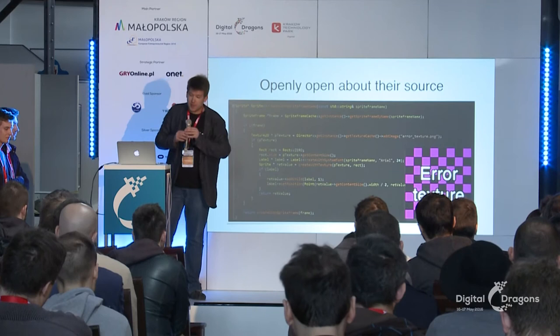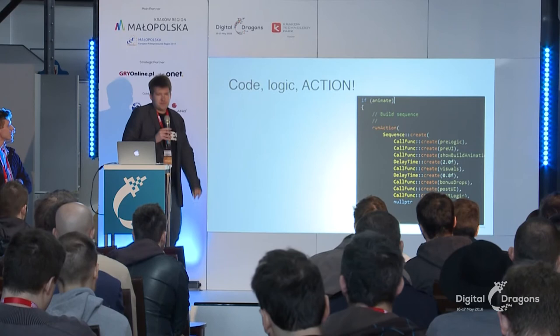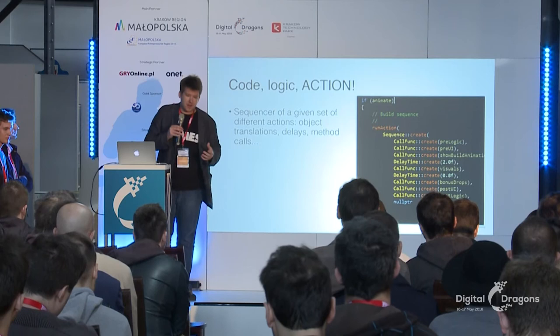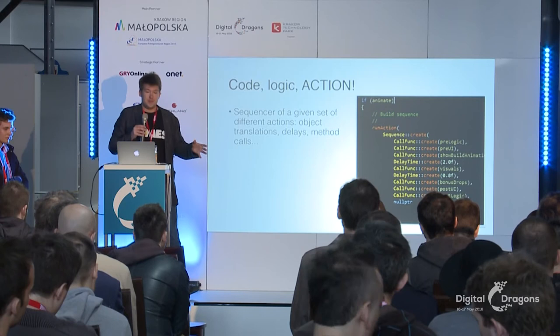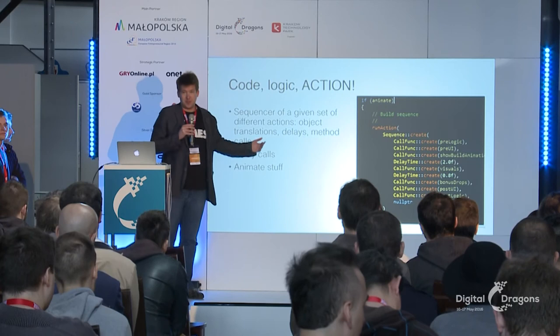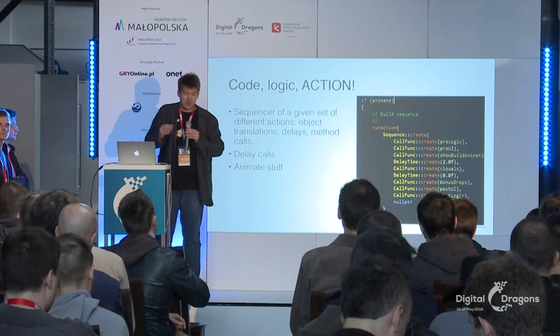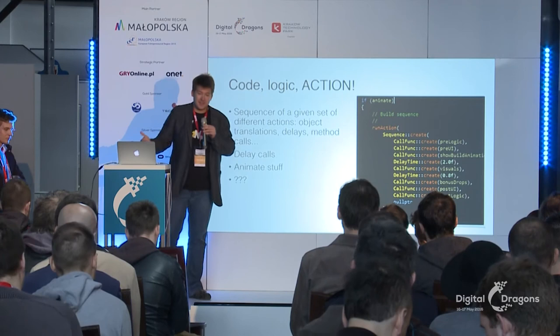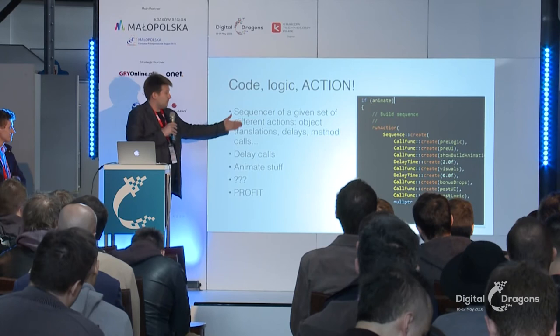Also, Cocos2DX has a very amazing feature of actions. They are a bit different than our config actions. They are Cocos2DX actions. It's a sequencer of a given set of different actions, like, for example, object translations, delays of time, or method calls. And what is nice is, for example, that when we want to build a building, a lot of logic is happening because that's the way our design wanted it to happen. And because of that, we are calling some logic, then again some logic, then we want to delay because the animation is happening. And during animation, we again want to call some logic, delay the time, and then again call logic. The actions are allowing us to do it. It's very nice, simple, and easy to use.